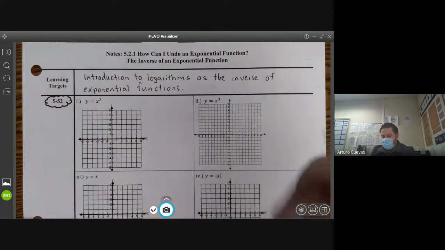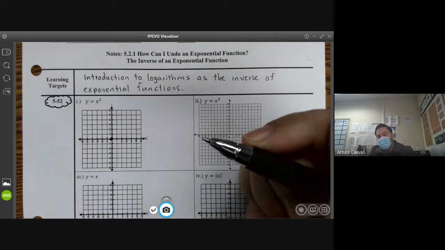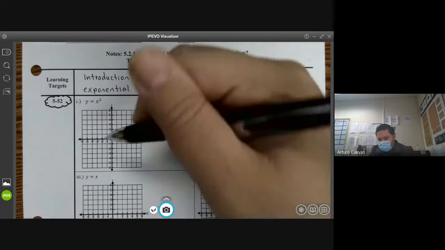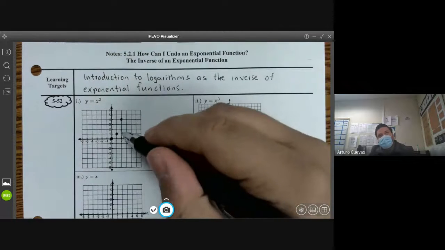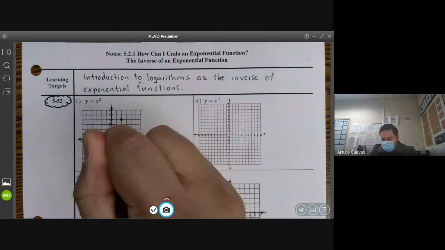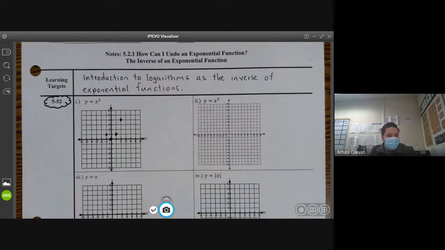Where do I start? 0, 0 is one key point. 1, 1. 2, 4. Okay. So 0, 0, 1, 1, 2, 4. You need to have those memorized. And then on the other side, negative 1, 1.